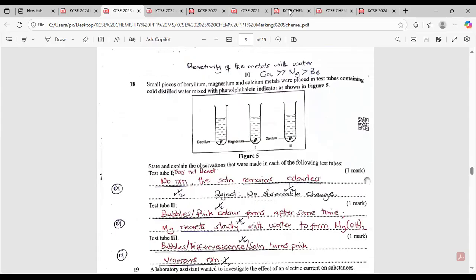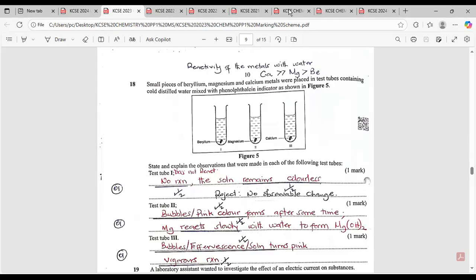For the first 20 elements, we know that potassium and sodium react. Potassium reacts explosively with water. Sodium reacts vigorously. Calcium also reacts moderately. Magnesium reacts very slowly.